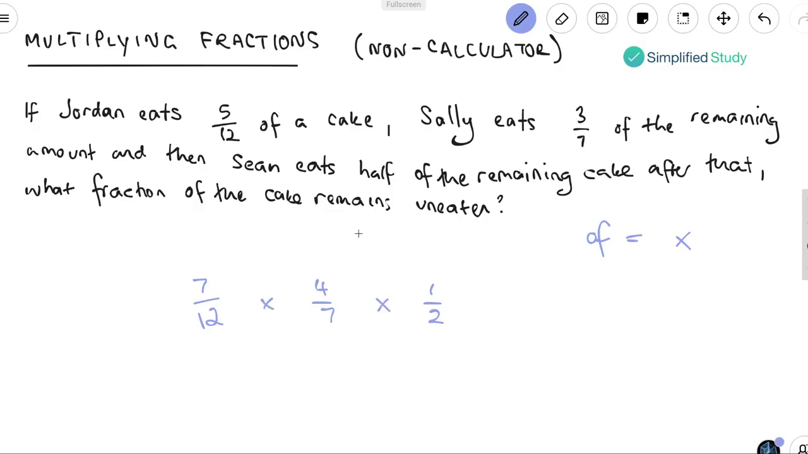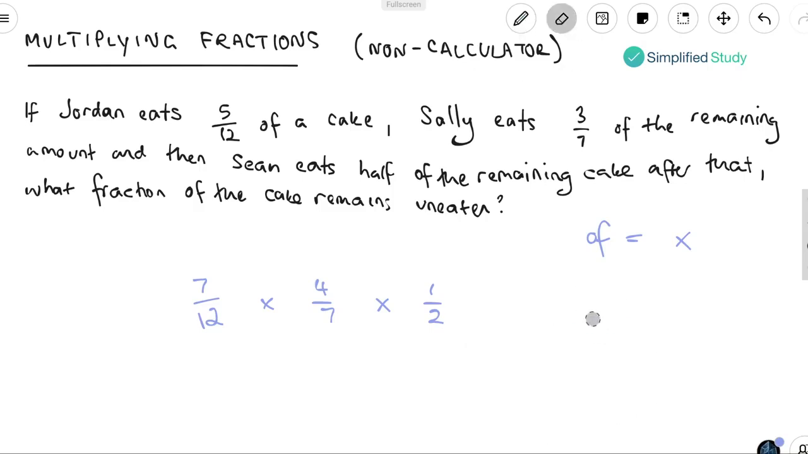And so this is where the trick comes in. A lot of people would do 7 times 4 is 28 times 1, end up with 28. And then 12 times 7 being 84, and then times 2 and then getting 168. But then you have to go through and simplify that fraction. It's going to be a bit of a nightmare.